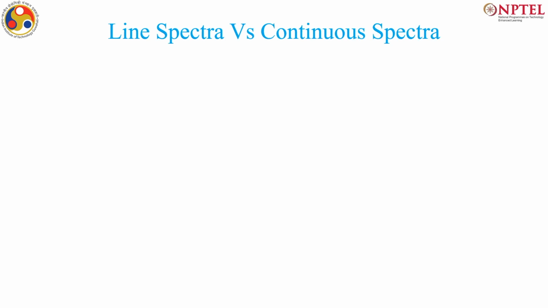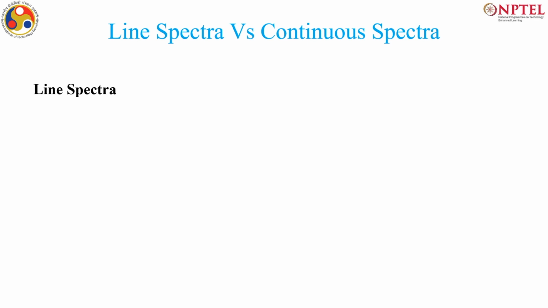And to visualize this, the spectra is called a line spectra and a continuous spectra for your periodic and aperiodic signals respectively. So, what is a spectra? Spectra is just a fancy name for the frequency domain representation. So, we have a line spectra.